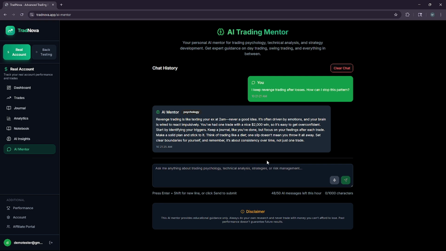So not only does it identify your problem, but it also provides a solution. It also creates real life analogies to make it more relatable and maybe help a trader better understand what it's trying to say. Right? For example, revenge trading is like texting your ex at 2 a.m. There's no AI that speaks to a person like this, which is how we know that our AI is specialized in this. You could go to any other AI and you will not be getting answers like this. And like I said, keep a journal like you've done, but focus on your feelings after each trade. So it's telling me to just journal my feelings after each trade and make a solid plan and stick to it.